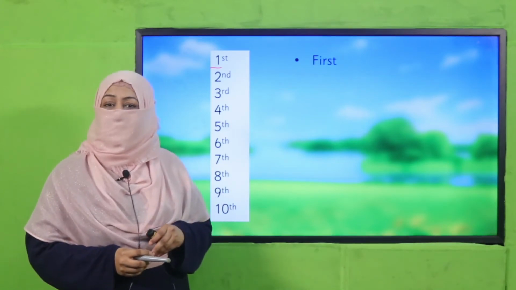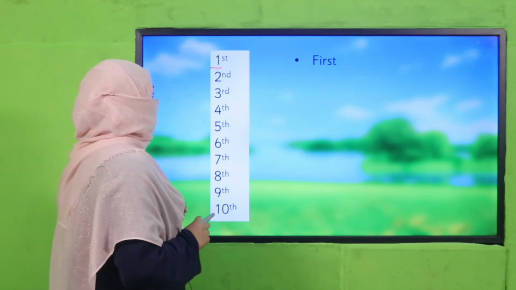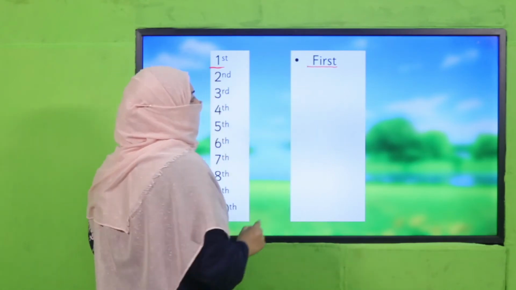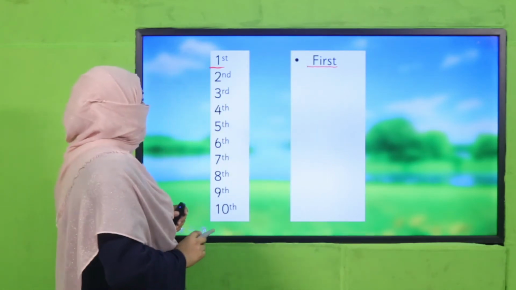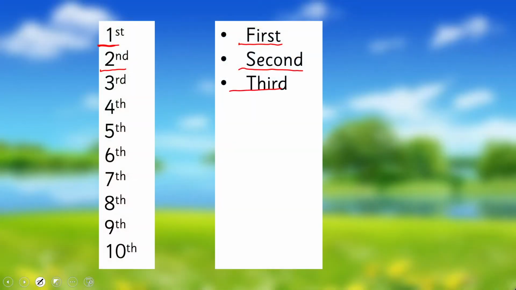The way we say it in numbers, likewise we can write in words, right? How do we do it? First, F-I-R-S-T, first, second, third, fourth. You see the way we have written ordinal number in numbers, likewise we can write it in words, right?